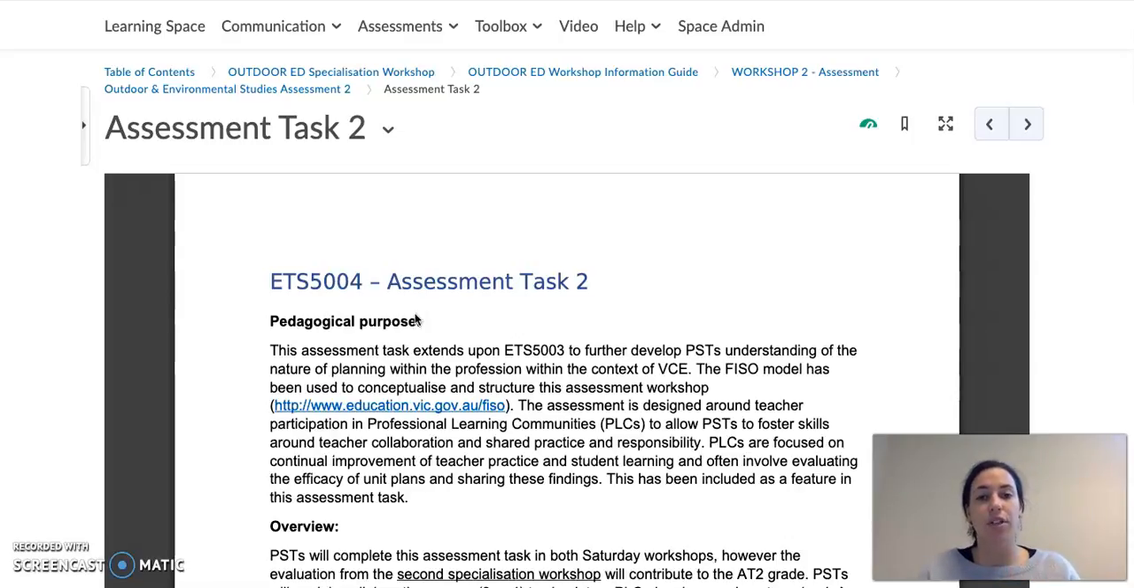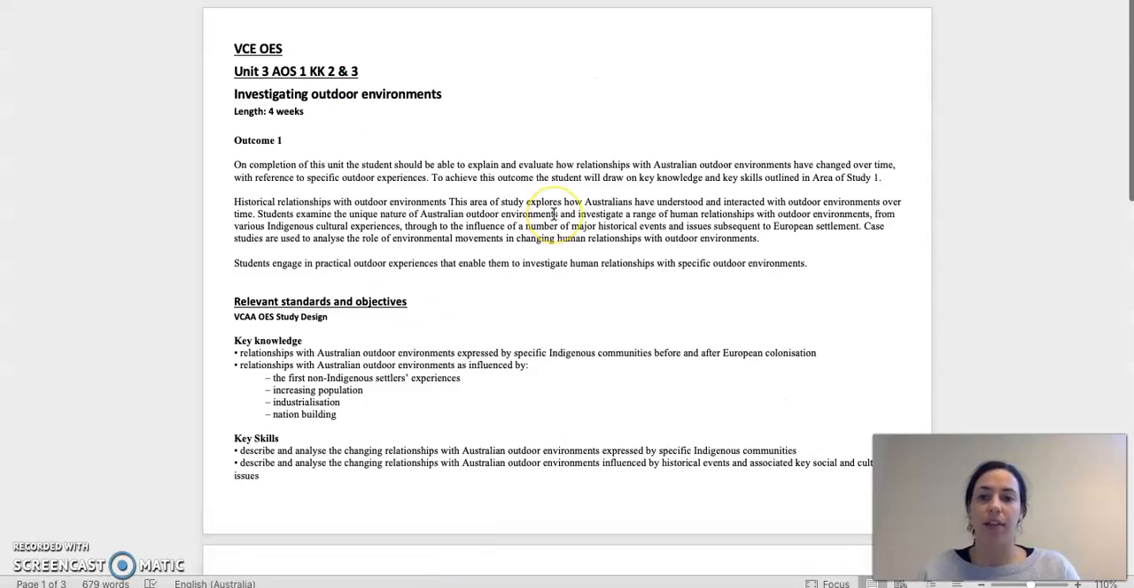So the next thing that you're going to do is open up the unit plan document that I've given you, and it will look something like this here. I've chosen Unit 3, Area of Study 1, Key Knowledge Points 2 and 3 because I think they work really well together. I think it is a relatively simple and exciting unit to work through, and it really gives you the best opportunity to create something that you think will work well.